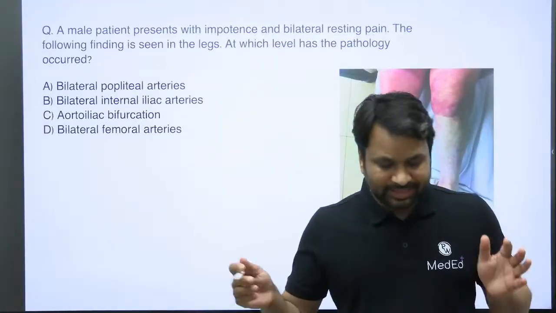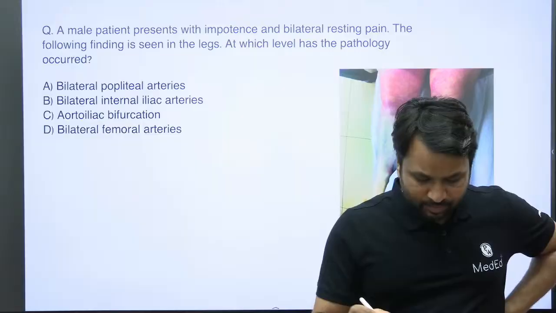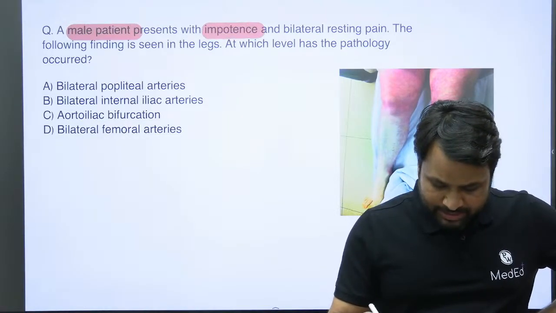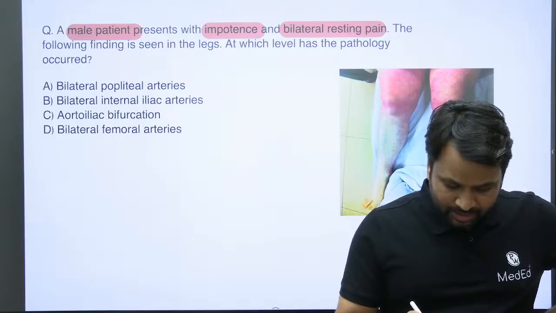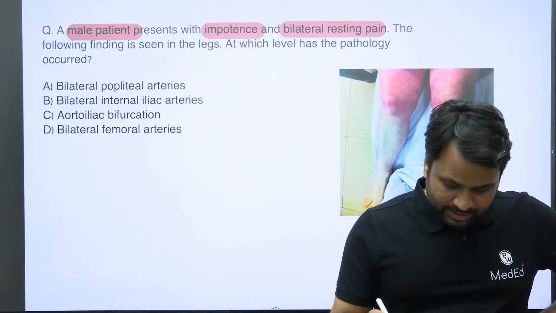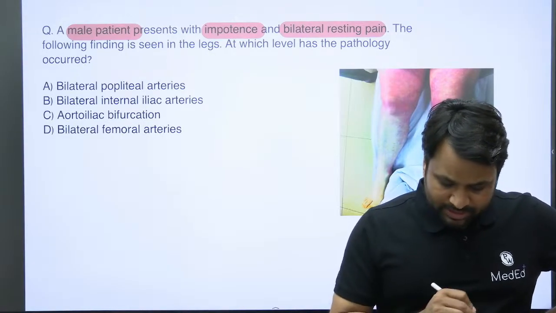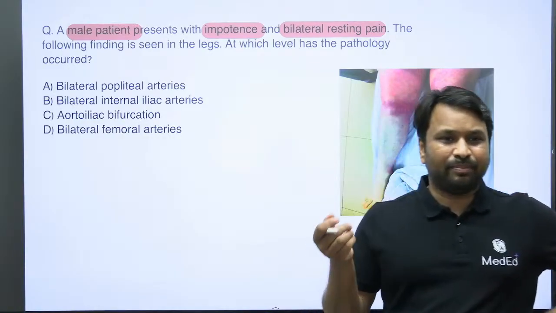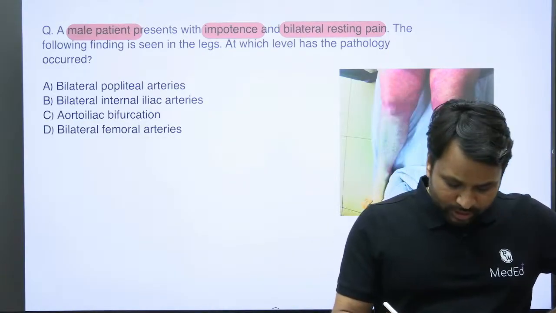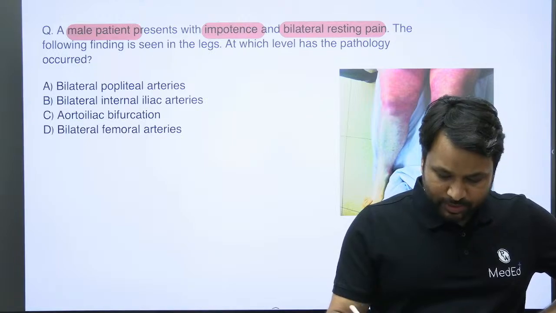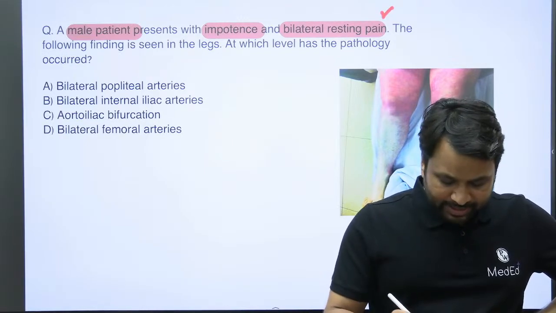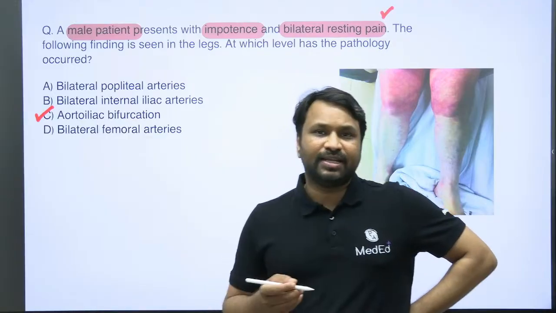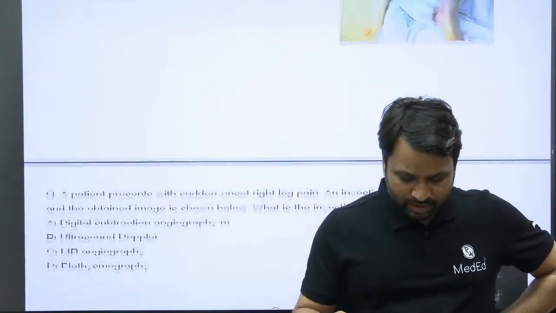Now this is an anticipated exam question. You have a male patient presented with impotency and bilateral resting pain. The findings in the legs are seen as below. What is the level of the pathology? When you say male impotency with bilateral pain, as we have already spoken about, this is what we call Leriche syndrome. Leriche syndrome is seen at the aortoiliac bifurcation. We have already seen it.